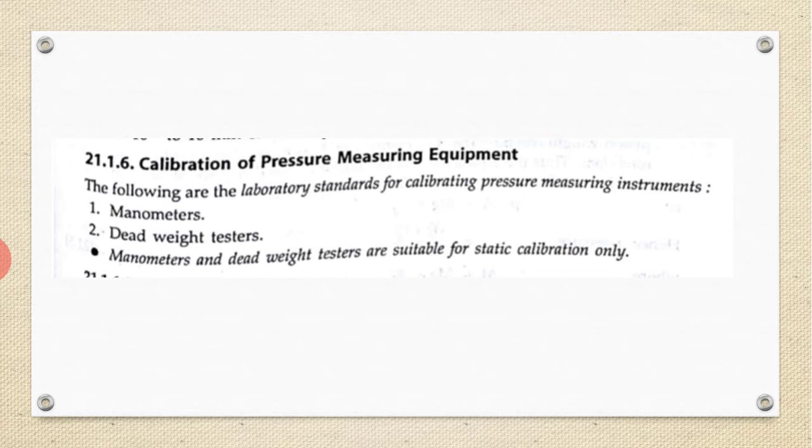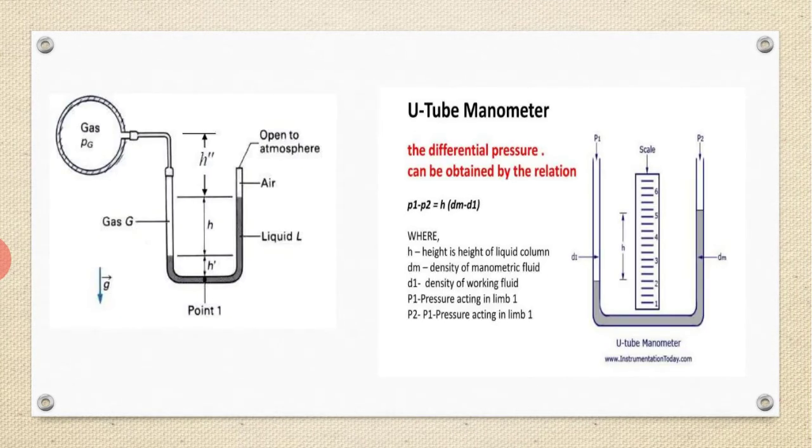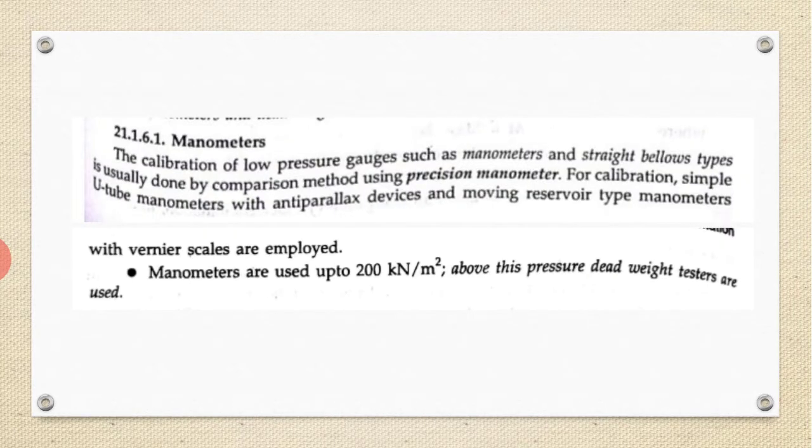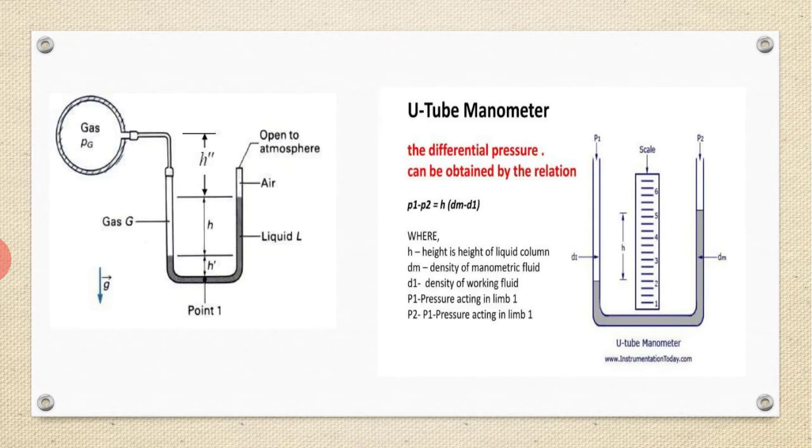I will explain manometers briefly here. The calibration of low pressure gauges such as manometers and straight bellows types is done by the comparison method using precision manometers. I put one figure here. The differential pressure can be obtained by the relation P1 minus P2 is equal to h (dm minus d1), where the quantities are mentioned. It is not required here, just for information. In the textbook only the information is given, the figure is not given; I took it from another source.